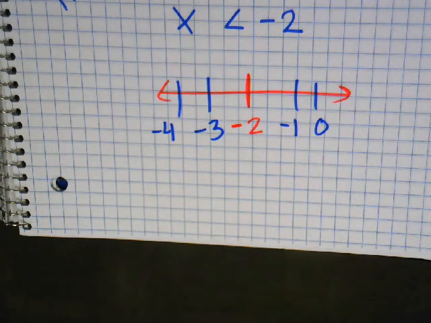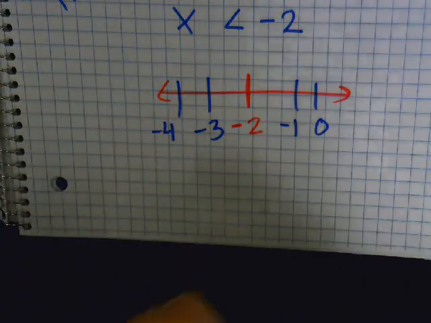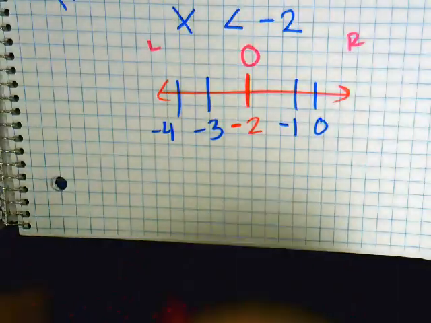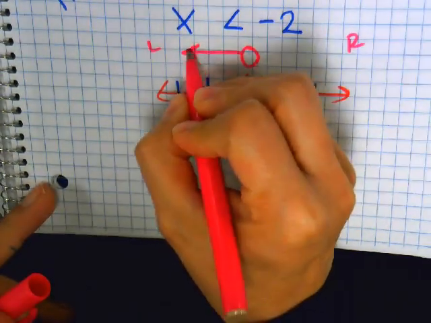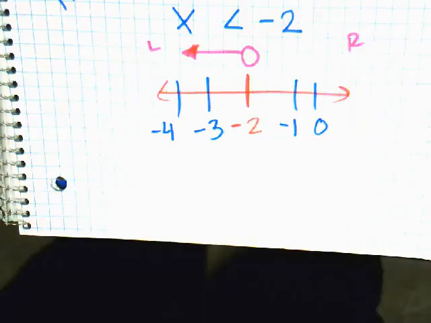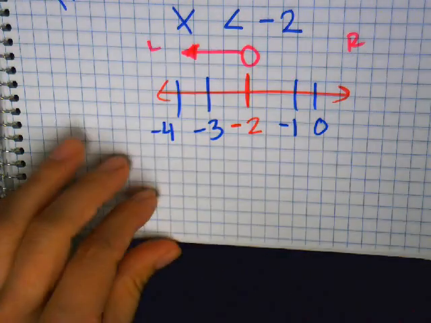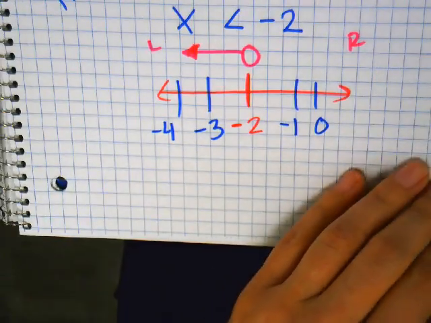Everything is backwards. Okay, open or closed circle? Open. Which way do I shade? Left or right? Left. Yep, these are the numbers that are less than. So you should have shaded to the left. All right, we okay? Are we okay with the hard ones?